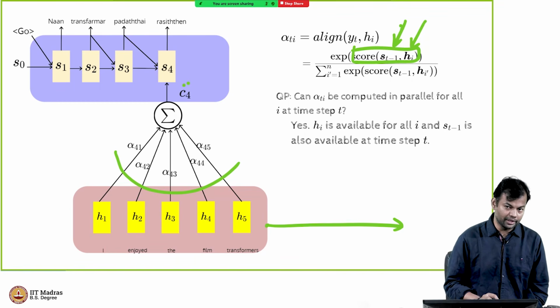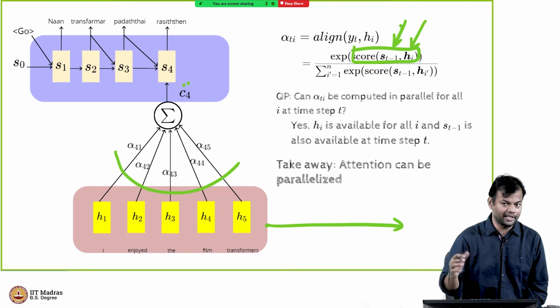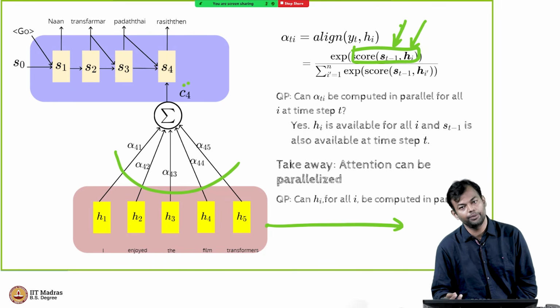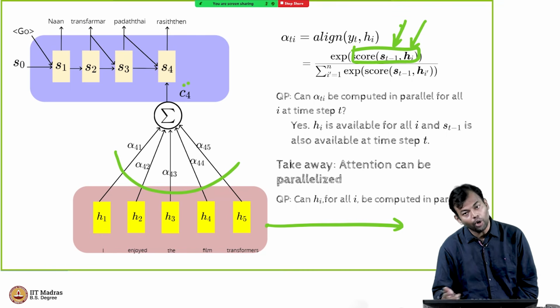Now the main takeaway here is that the attention can be parallelized, but the other question that I have is, can you compute this in parallel for all t's, right?